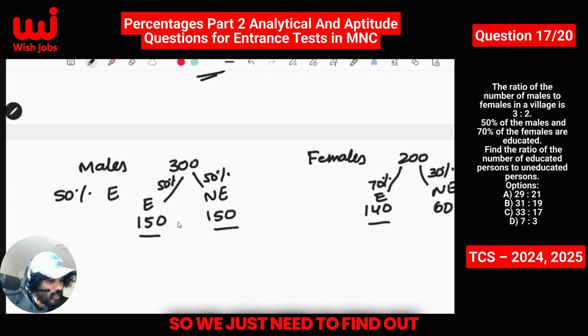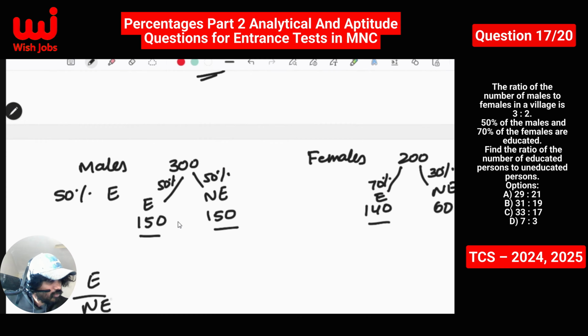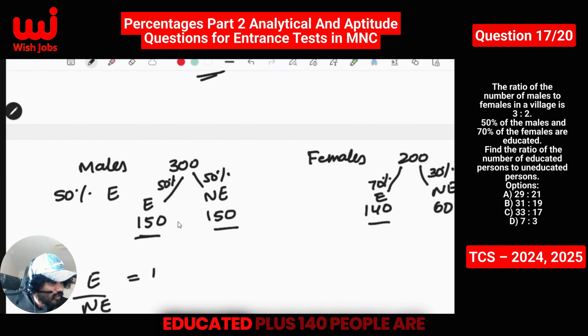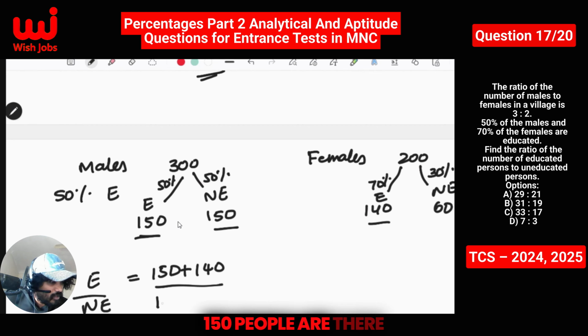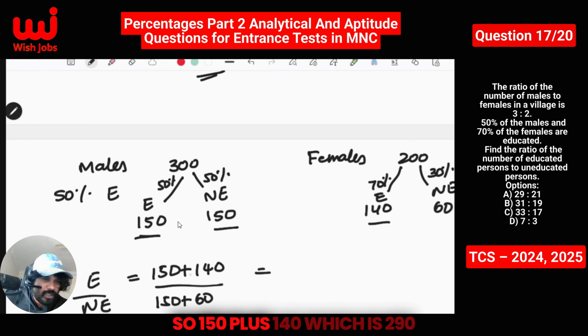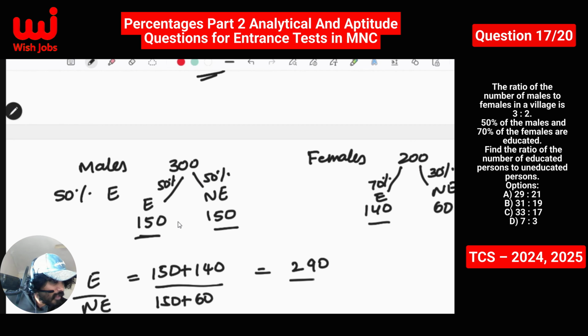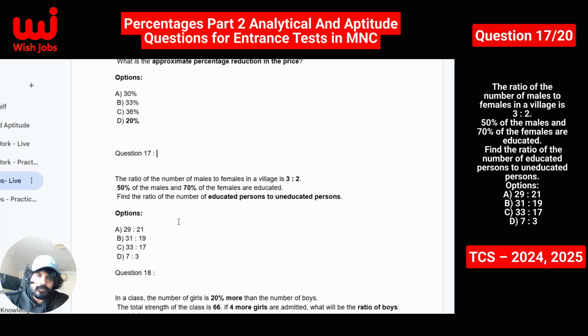So we just need to find educated by non-educated. So just calculate: 150 people in males educated plus 140 people in females educated, divided by, in non-educated, 150 people in males plus 60 people in females. So 150 plus 140, which is 290, divided by 150 plus 60, which is 210. So the ratio would be 29:21, which is there in the answer.